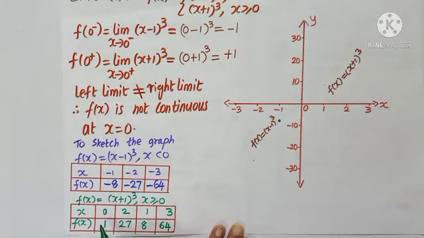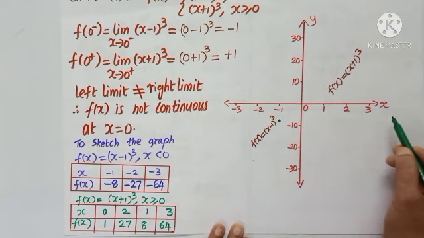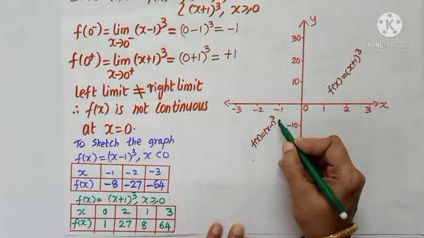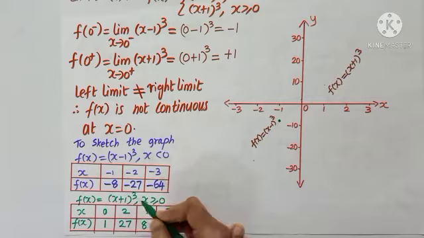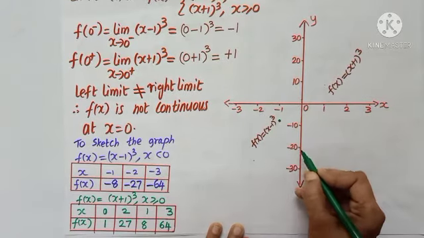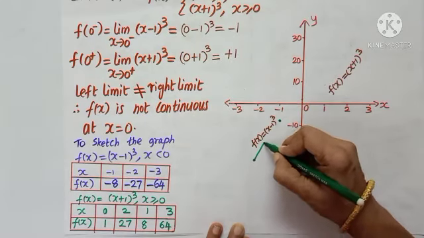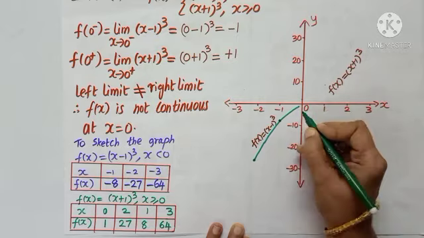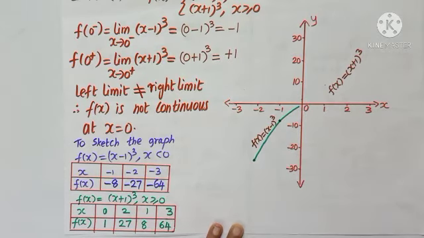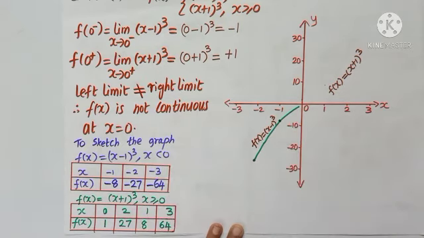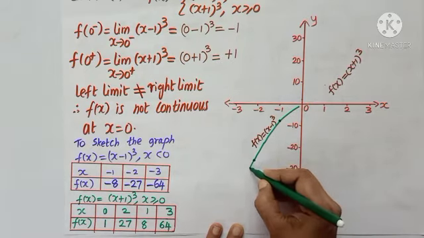X-axis values are less than 0 only, so we can obviously take -1, -2, -3 on this side. As we try to plot -1, -8 here, -2, -27, 20 to 30 somewhere here. As I try to join the curve, can I touch 0? No, because my value is less than 0. I cannot put 0 at this point. It is below 0. And the curve can go on and on.